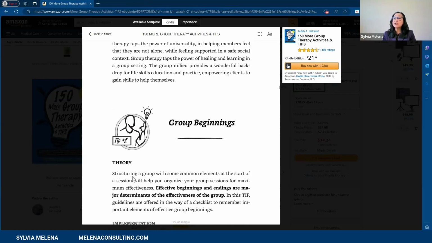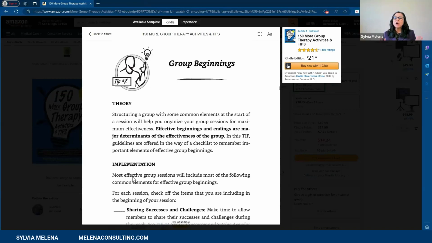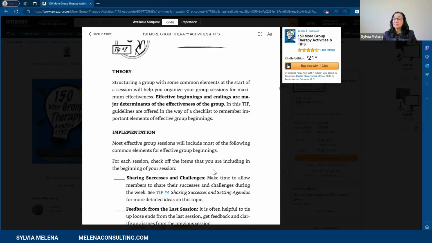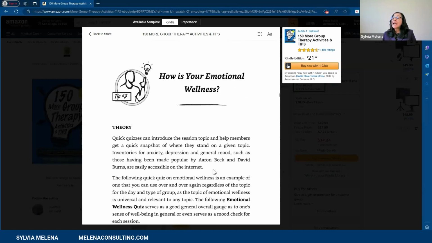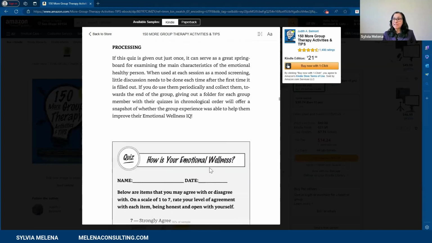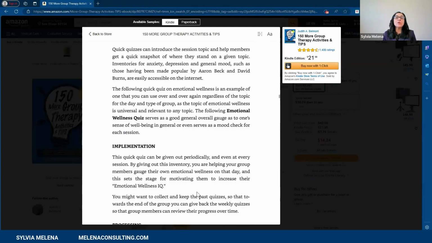Already moving on to chapter 2, which would be tip 2, group beginnings. Again, her structure is theory and implementation, and she's done with chapter 2. Tip 3, how is your emotional wellness? Again, theory and implementation. So that's how easy it is to organize your tip book.